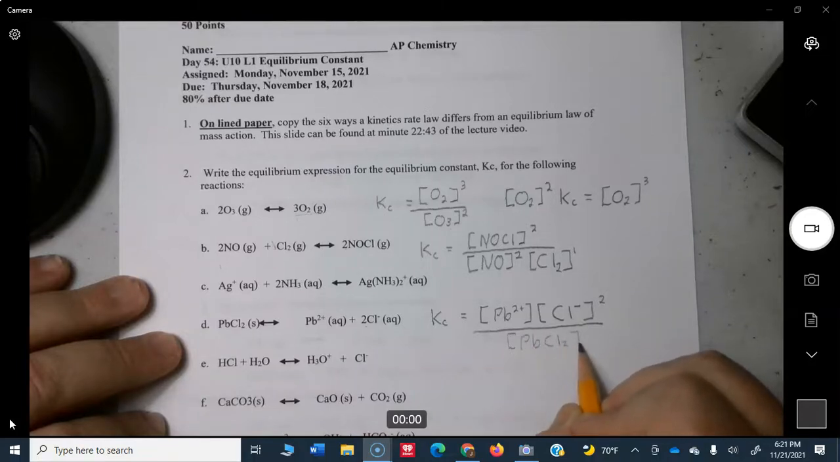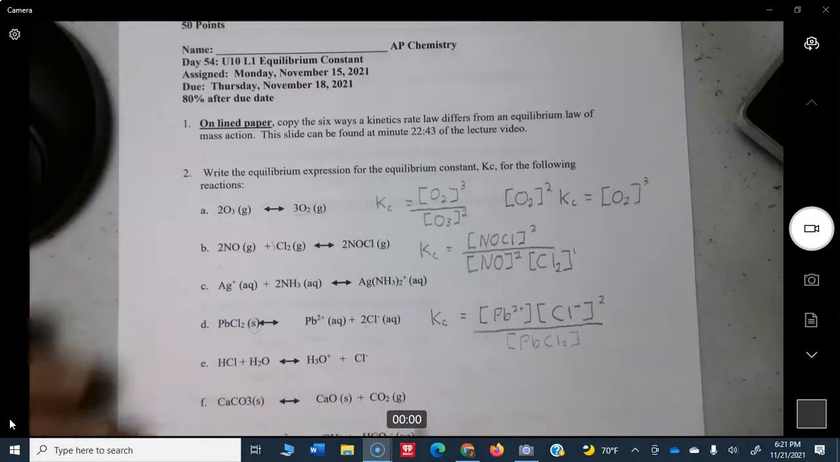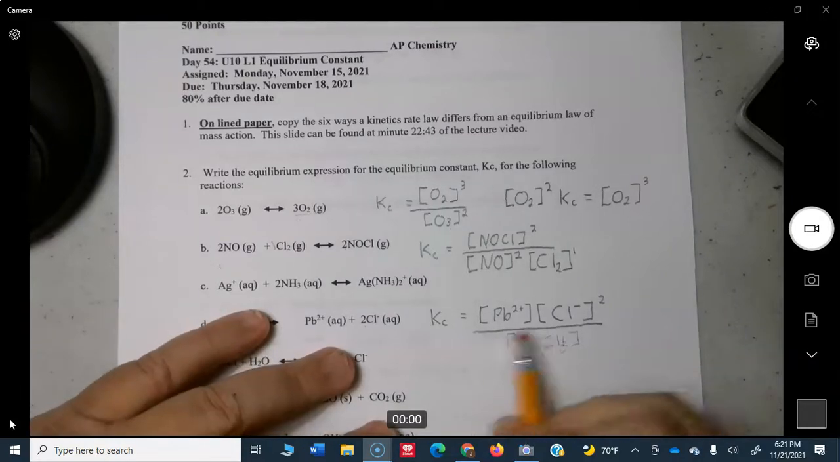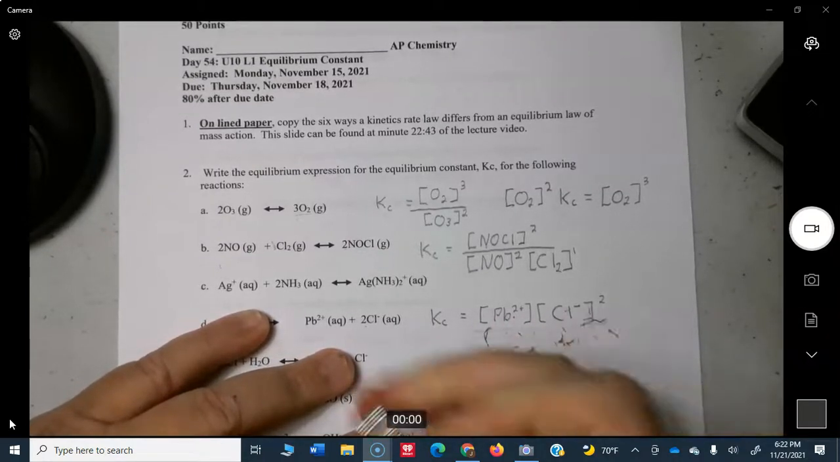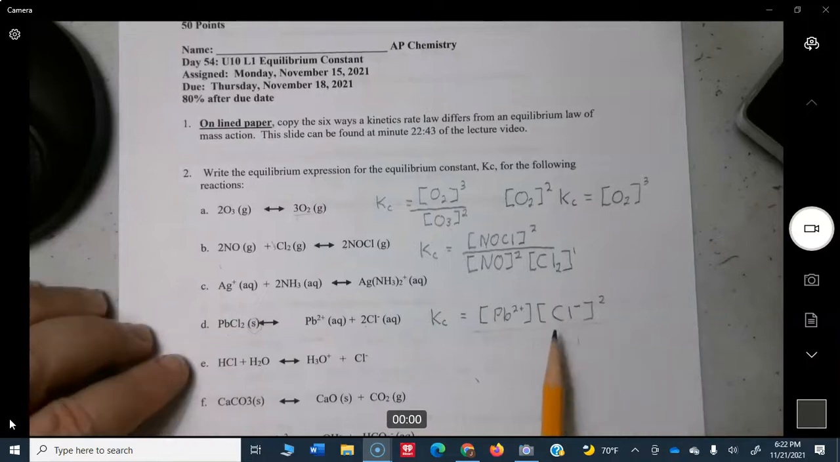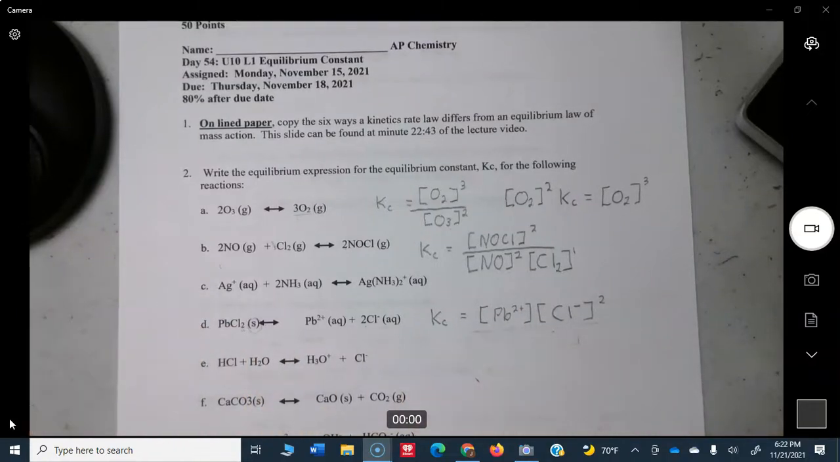No coefficient. However, the rule is, and this is in the lecture video, that if it's a solid or a pure liquid, it does not get included in the law of mass action. So that right there is not included in the law of mass action. I just wrote it there to show you the way we would normally write it. So I'm going to now erase it. So that is the law of mass action for this. This doesn't even appear anywhere in the law of mass action.